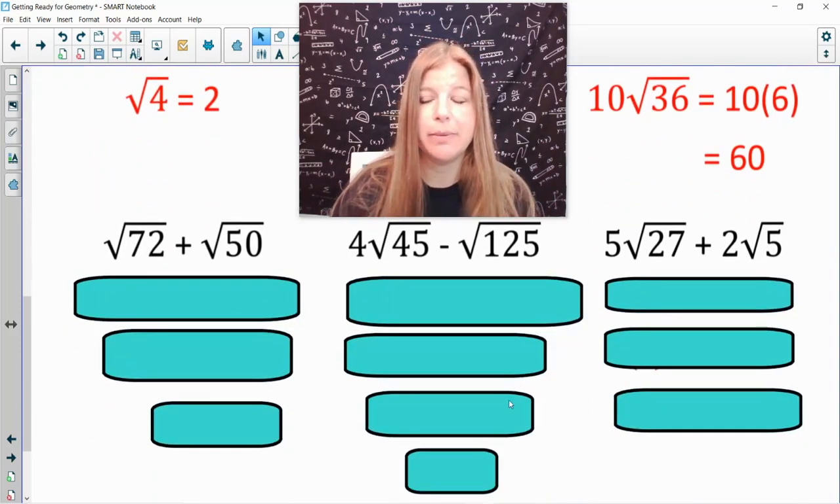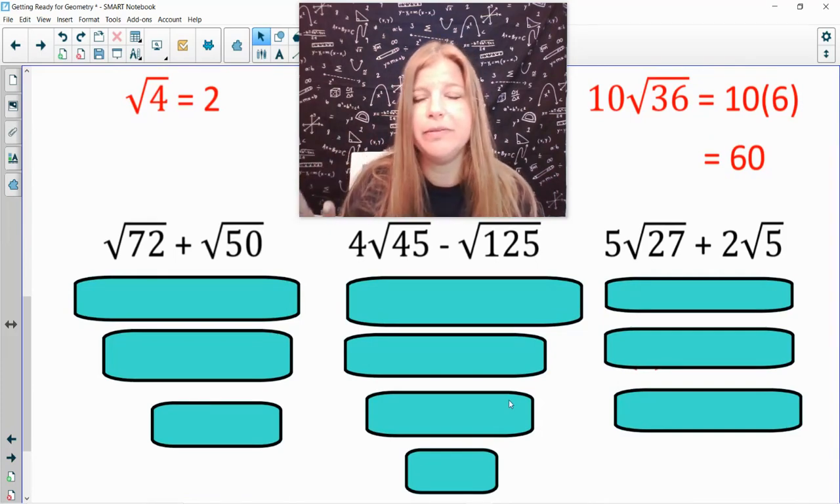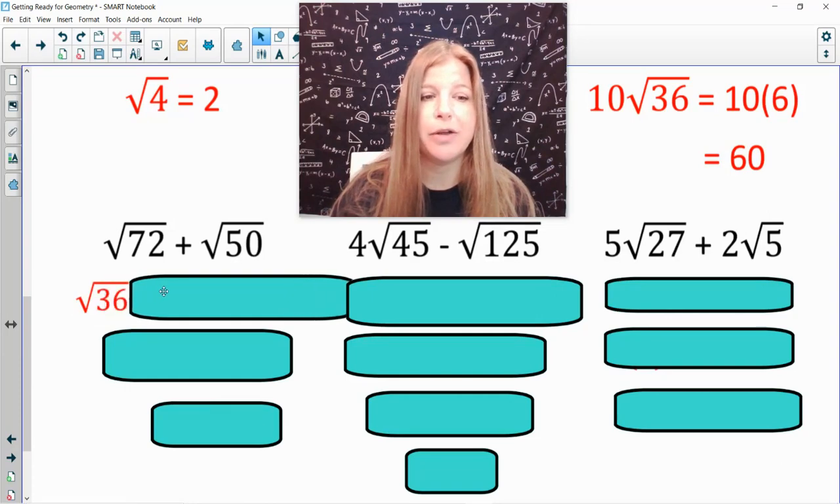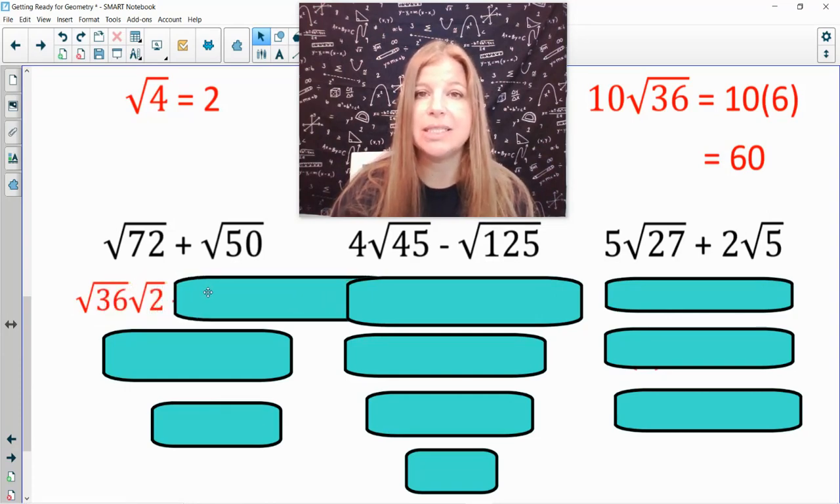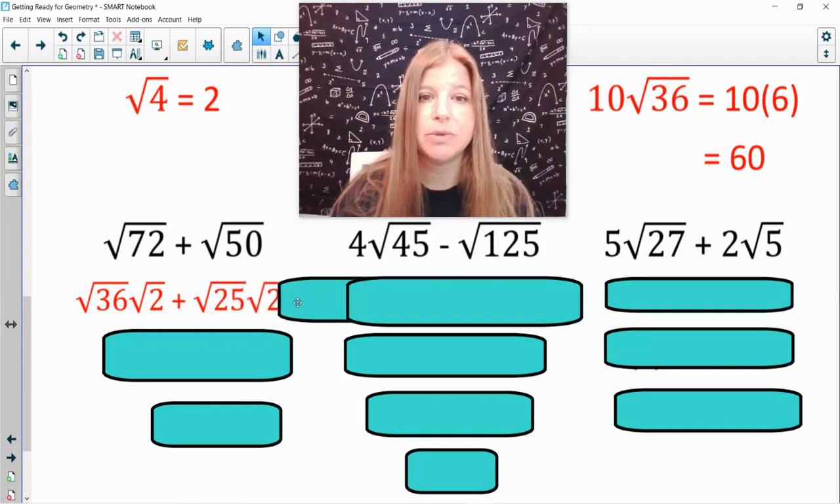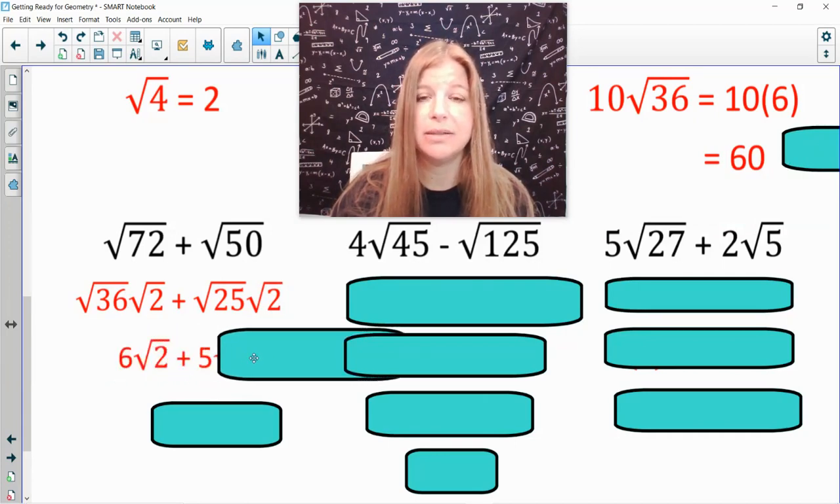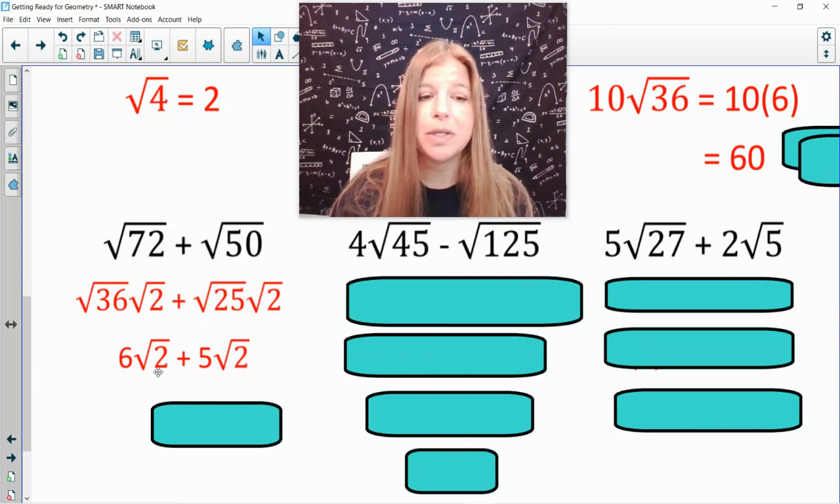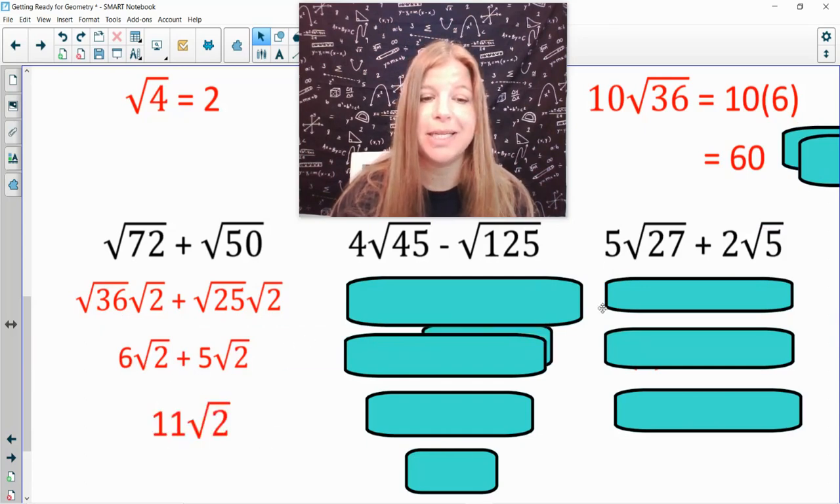Now, the next 3 problems look like we can't even do them because they don't have the same radicand. And so it would be like, how would I even go forward? What do I even do? This is where we use our simplifying radical rules. So ready? Radical 72 can get broken down, I hope you remember, into radical 36 times radical 2, because 36 is the biggest perfect square that divides into 72. Plus, look at 50. The biggest perfect square that goes into 50 is 25. So that gets rewritten as radical 25 times radical 2. This then becomes 6 radical 2 plus 5 radical 2. And now what we're learning is 6 radical 2 plus 5 radical 2 is 11 radical 2.